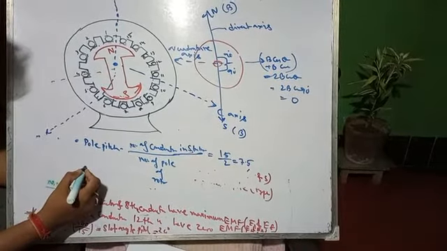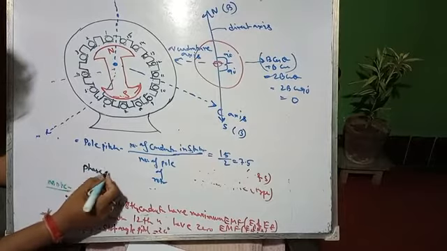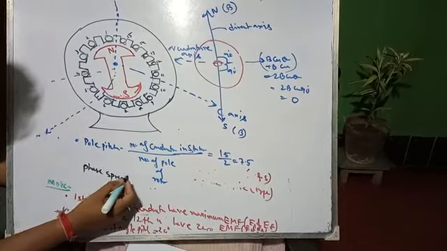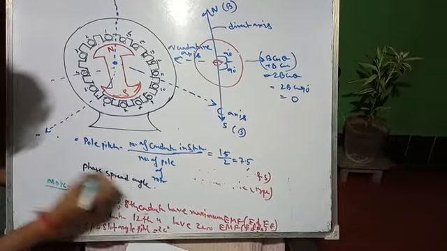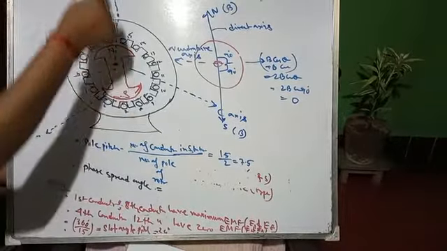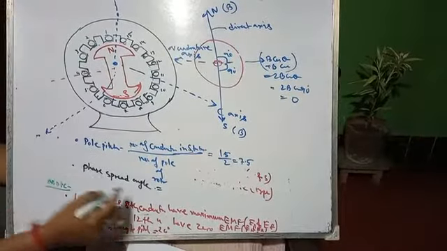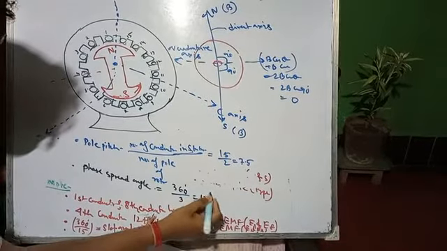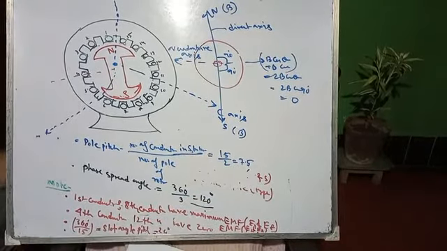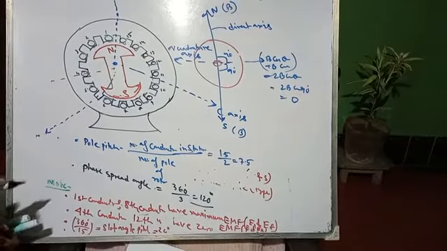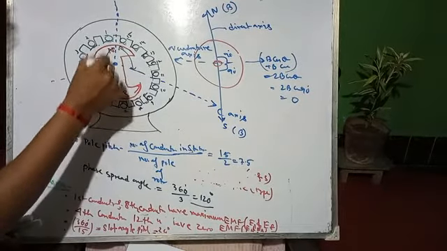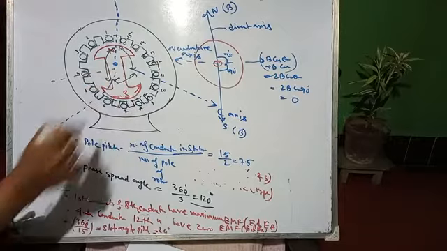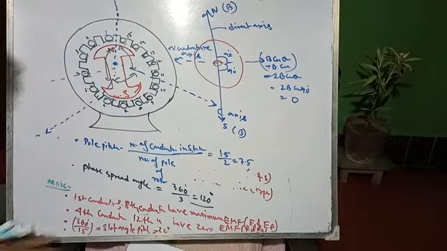What is the phase spread angle? There are 3 phases, A, B, C. So 360 degree by 3 is 120 degree apart from each other. Always remember, this is the 120 degree phase spread, or phase angle, between these two. This is 120 degree, this is 120 degree, and this is also 120 degree, so they are 120 degree apart from each other.